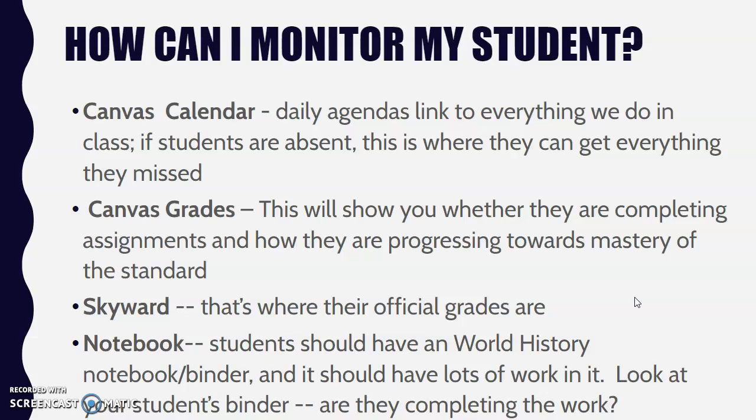I do notebook checks, and so there's a notebook grade every couple of units, and then they get to drop their lowest score. So there's no reason, we spend so much time on it, there's no reason they don't have a notebook that's up to date. And so that's something you can check regularly. It's probably the easiest thing to check. Just say, hey, show me your world history notebook.